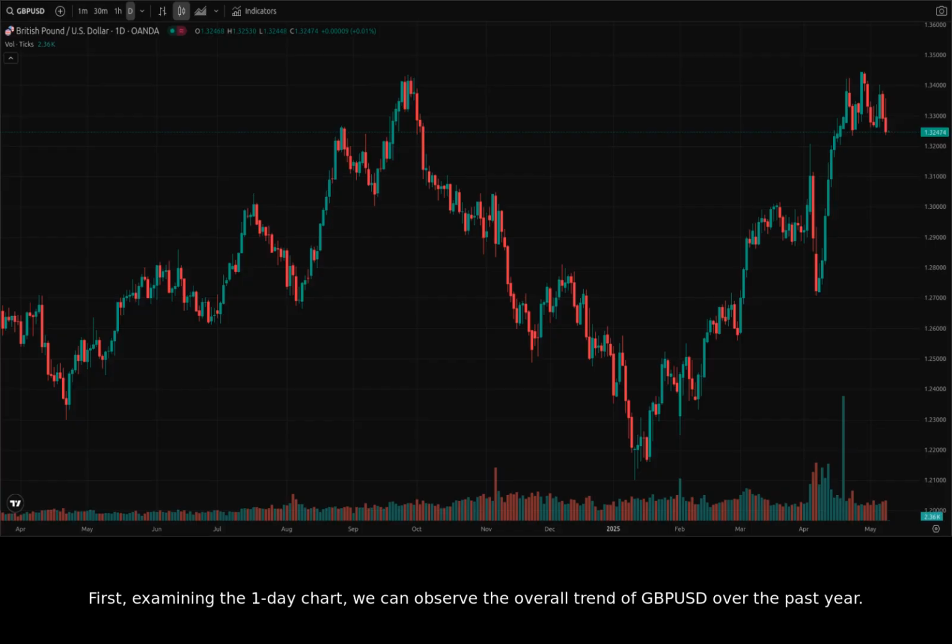First, examining the one-day chart, we can observe the overall trend of BoE over the past year. Starting in late 2023, we see a period of consolidation before a more sustained uptrend begins in early 2024. Focusing on a specific range, from around January 2024 to May 2024, we see several key price movements.